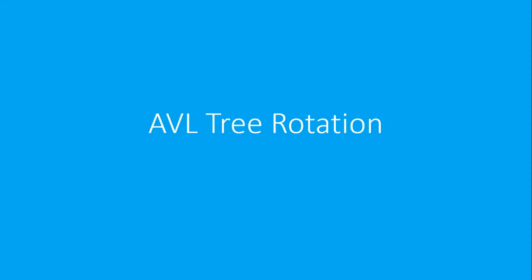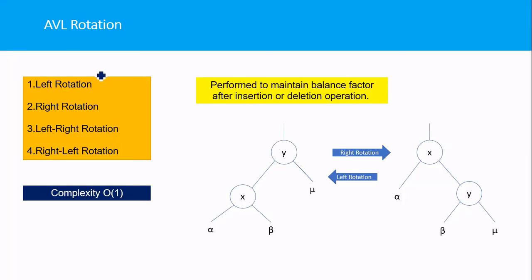AVL tree rotation. AVL tree rotations are performed to maintain the balance factor of an AVL tree after an insertion or deletion operation. There are four kinds of rotation in an AVL tree: left rotation, right rotation, left-right rotation, and right-left rotation. All these rotation operations have a complexity of O(1) only. We will see the left rotation, right rotation, and all the rotations in detail in the next session.